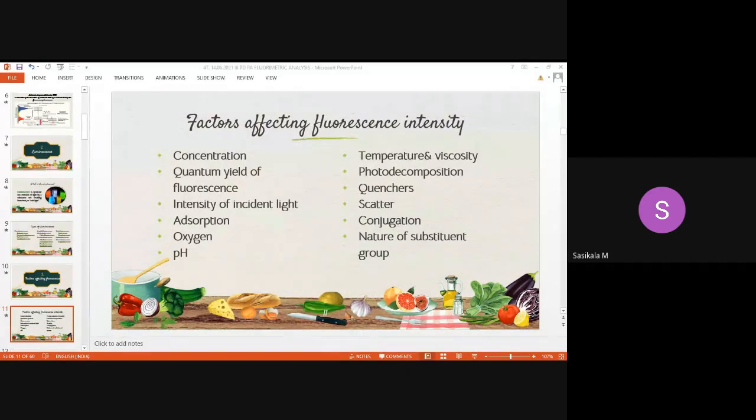Okay, listening, right? So what is fluorescence and phosphorescence? Can anyone say the difference between fluorescence and phosphorescence? Delayed emission of light is phosphorescence. Okay, immediate emission is fluorescence. Thank you, Jackson. Now let's see the factors affecting fluorescence intensity.